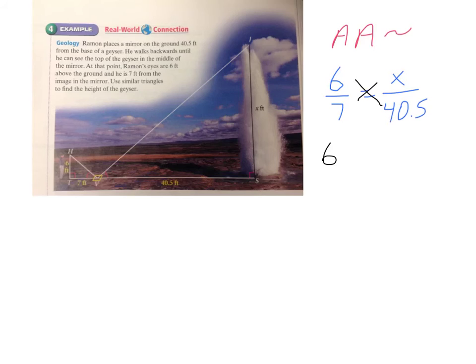So it's going to be 6x equals, and punch that into a calculator, you're going to get 243, and then you would divide both sides by 6. So the height of the geyser is going to be approximately 34.7 feet high. About 35 feet high is the height of the geyser.